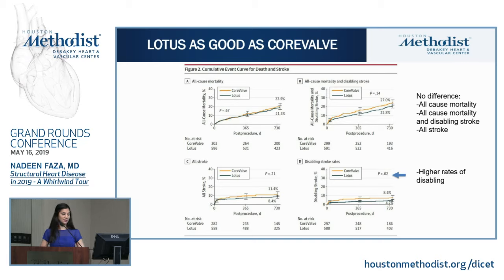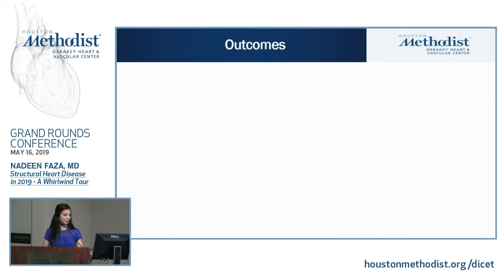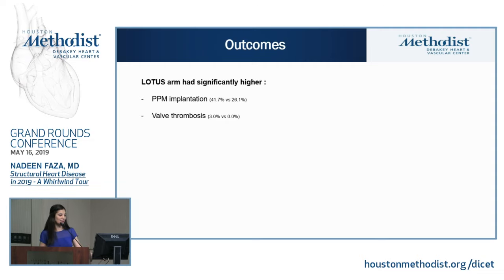This study showed that Lotus was as good as the CoreValve in terms of the primary outcome of all-cause mortality and disabling stroke. There was no difference between the CoreValve and the Lotus valve in terms of all stroke incidence, but the Lotus valve had higher rates of disabling stroke. The Lotus arm had significantly higher pacemaker implantation rates, about 41%.